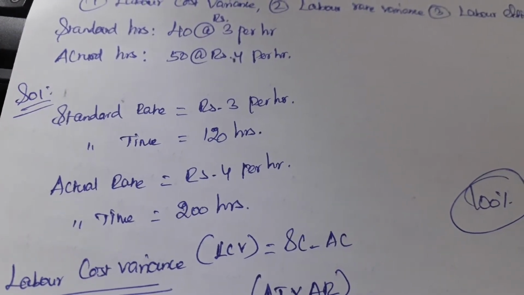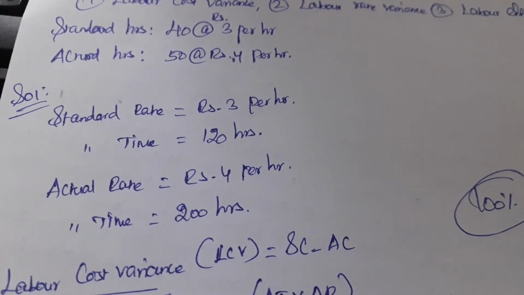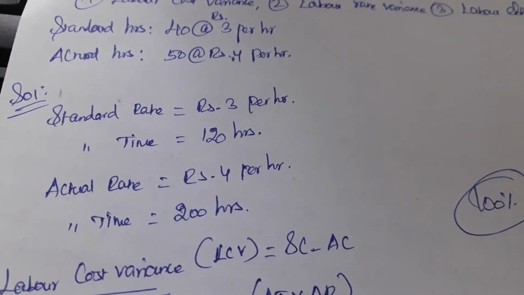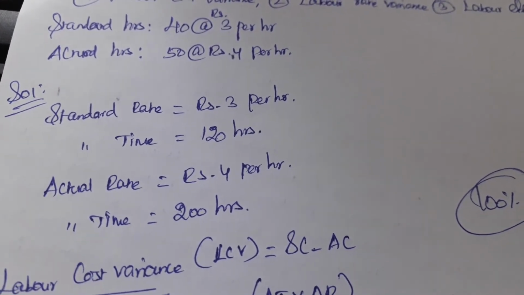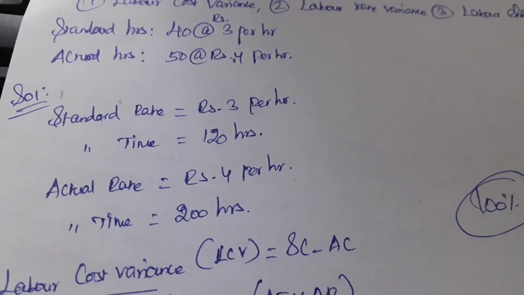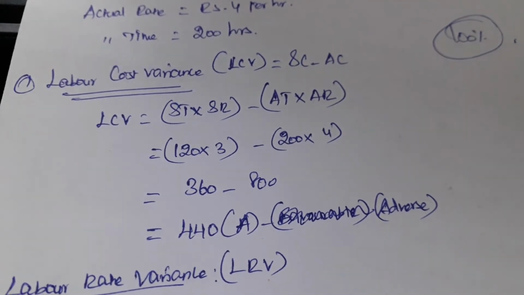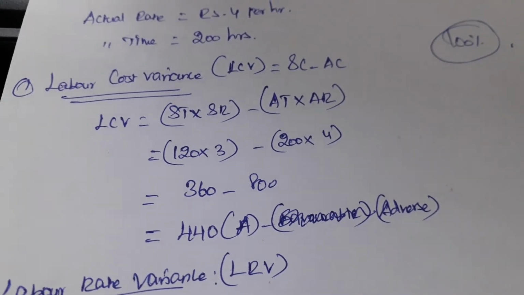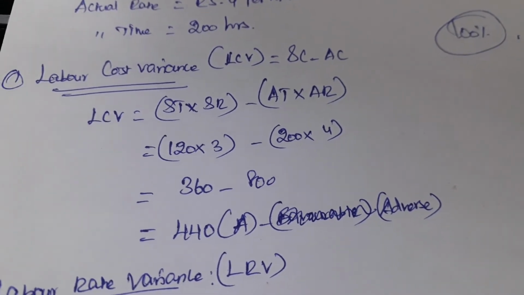Then the actual rate per hour is 4, and the actual time is 200 hours. If we multiply 50 with the 4, we can get 200 hours. Next, the labor cost variance we can denote as LCV. LCV equals the standard cost minus the actual cost.